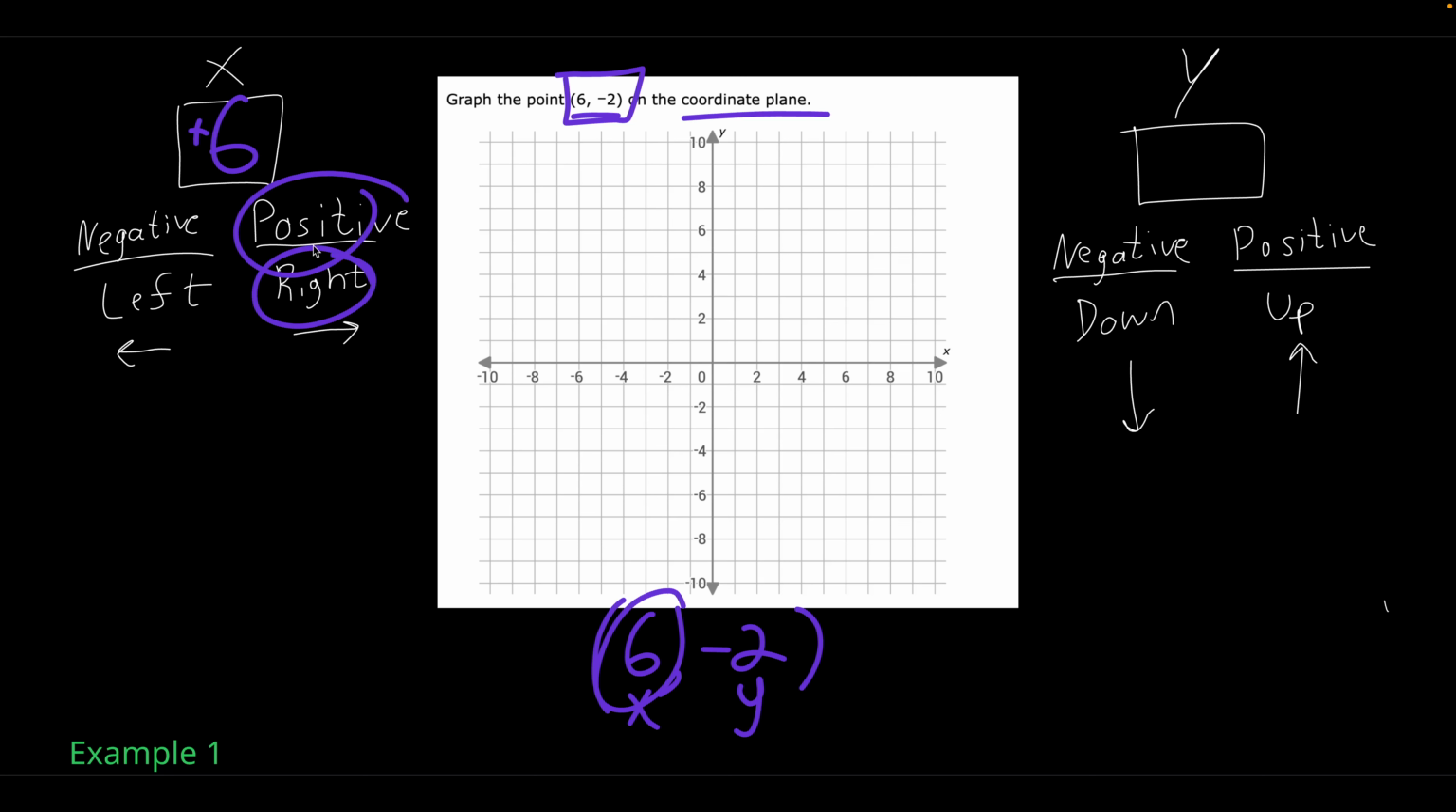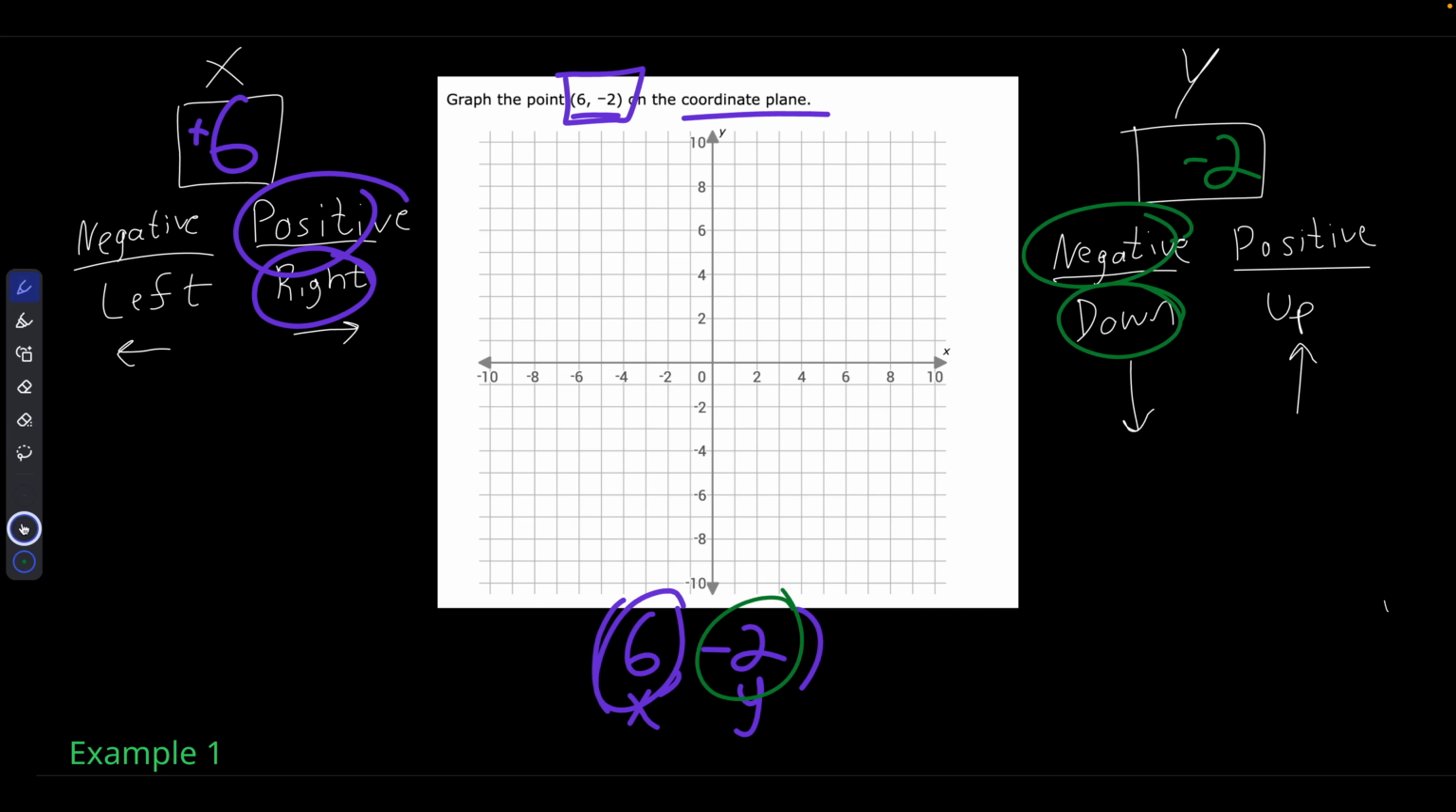That's important. Now let's do our -2 here. -2 is the y coordinate. It's the second number. It's negative, so we're going to go down. So our directions here, we said this is just directions, are to go 6 to the right and then go 2 down.